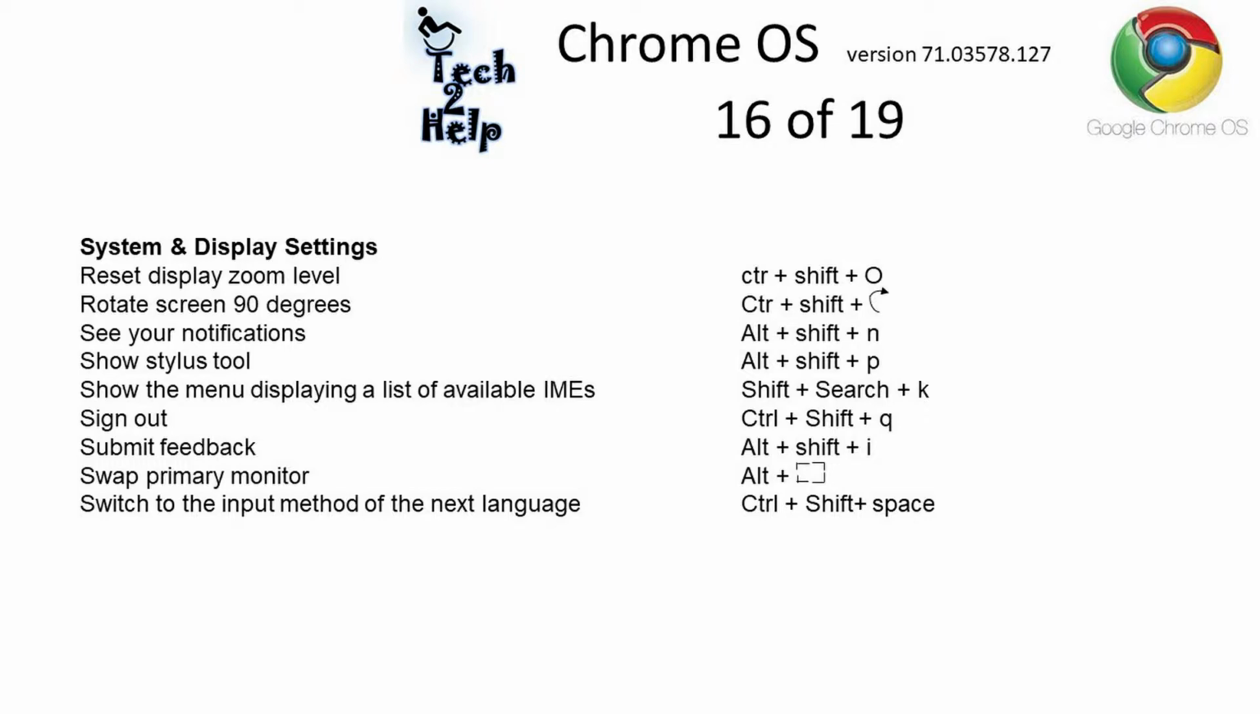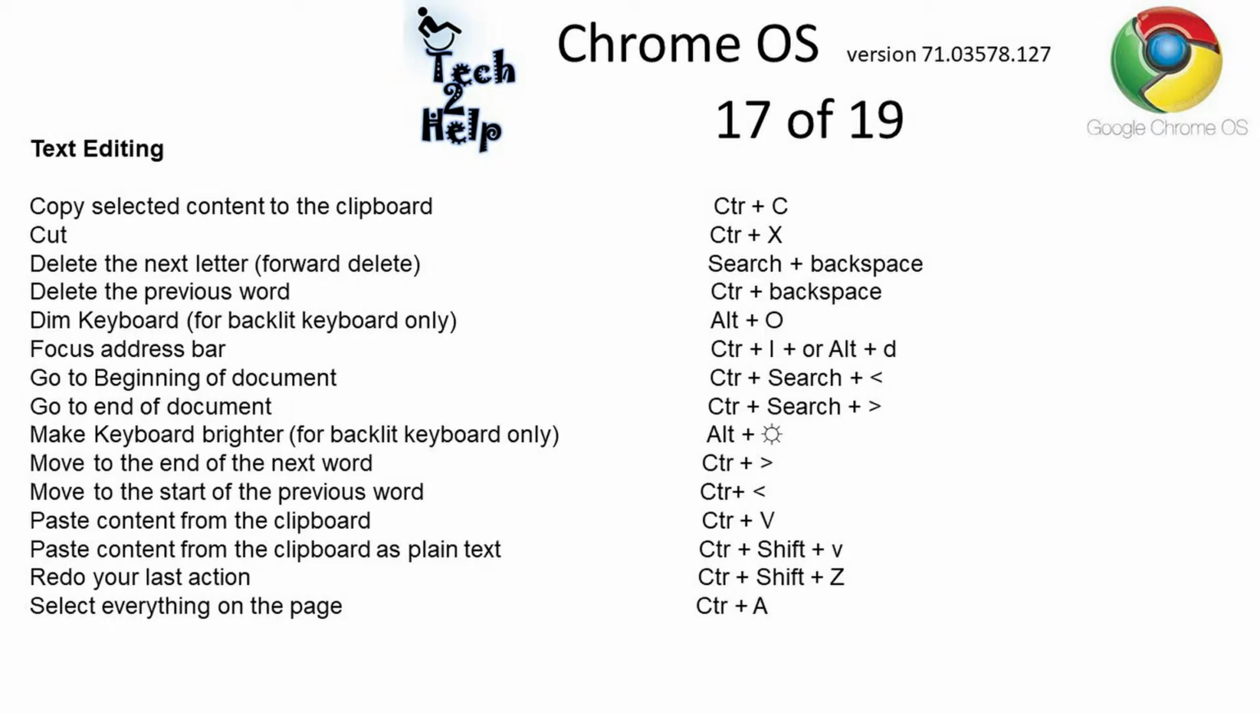Sign out: Control plus Shift plus Q. Submit feedback: Alt plus Shift plus I. Swap primary monitor: Alt plus broken box button. Switch to the input method of the next language: Control plus Shift plus space. Chrome OS version 71.03578.127. 17 of 19. Text editing.